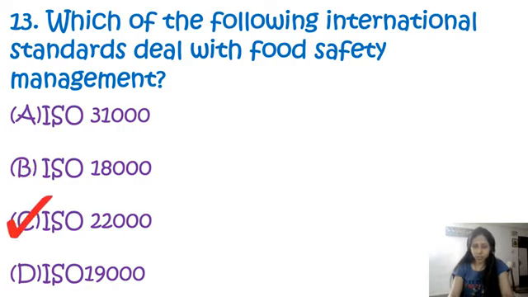Actually, this ISO 22000 specifies the requirements of food safety management, where organizations in the food chain need to demonstrate their ability to control food safety and hazards, in order to ensure that the food which has been consumed is safe at the time of human consumption.